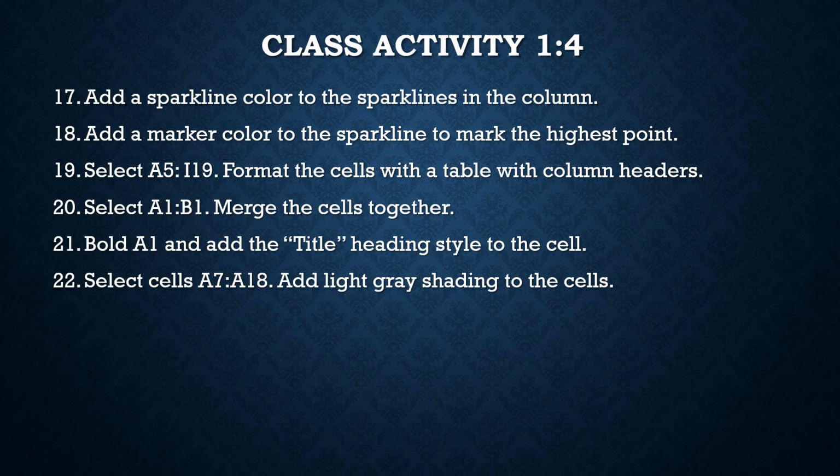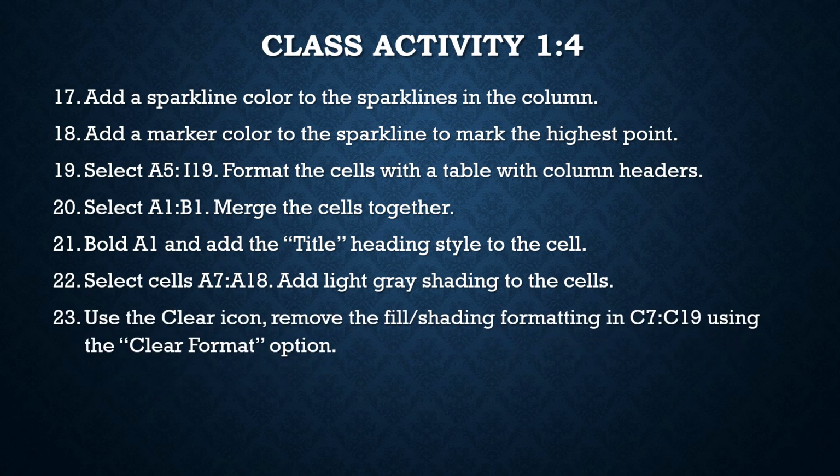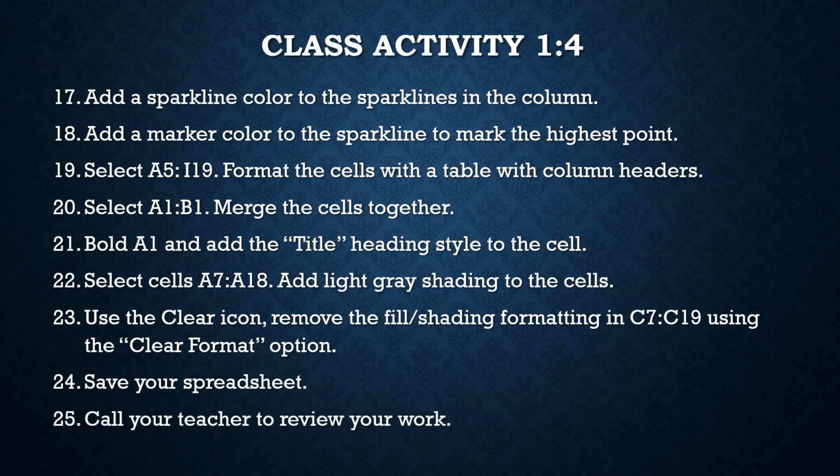Select cells A7 through A18. Add light gray shading to the cells. Use the clear icon to remove the fill shading formatting in C7 through C19 using the clear format option. Save your spreadsheet. Call your teacher to review your work.